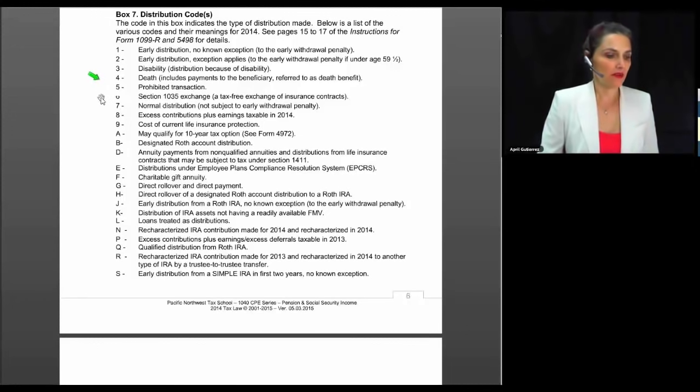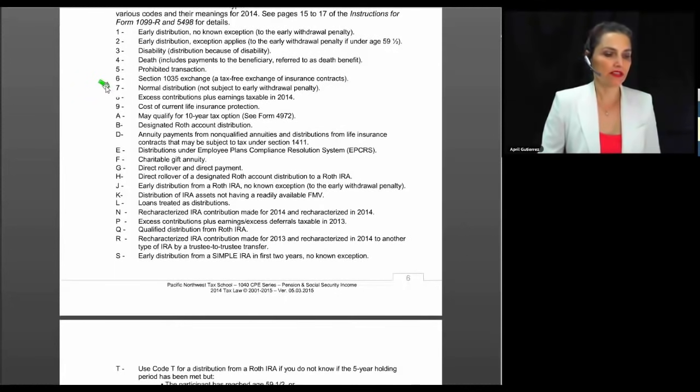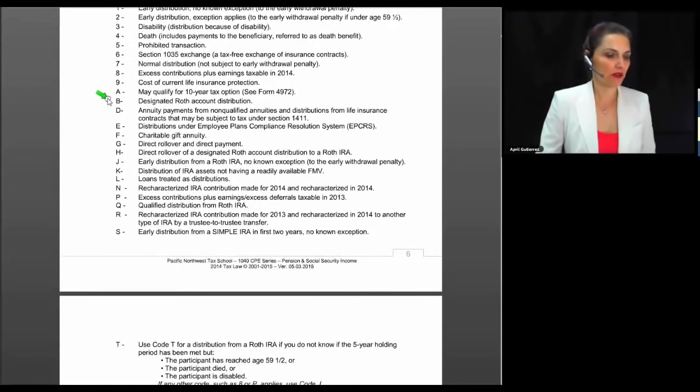And then we have a variety of other codes, but I'm not going to read them all because they don't come up too often until we get to code 7, which is for normal distributions, not subject to the early withdrawal penalty. Someone has essentially retired and now they're starting to take their normal distributions. Code 7 is what you would expect to see, and it simply means that there's nothing special about this 1099-R, business as usual. Going on down the list, we come to one that says code B, designated Roth distribution. A designated Roth account distribution should be non-taxable, assuming it's a qualified distribution. And then we move down to code G, direct rollover and direct payment.